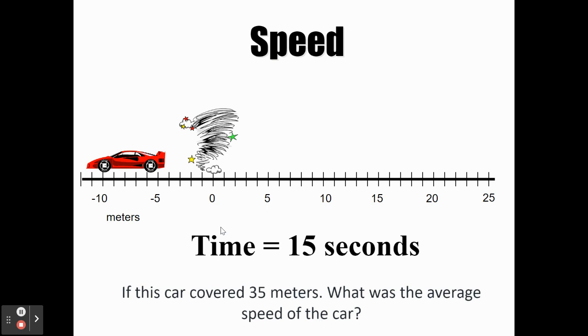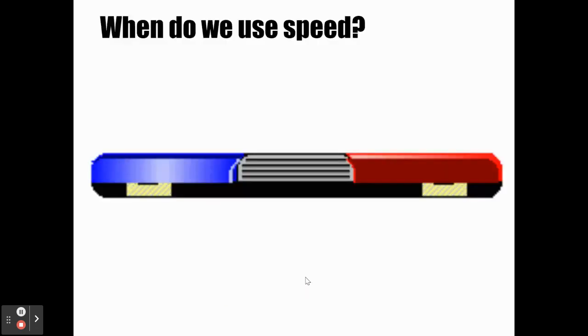All right. So if a car covers or goes 35 meters, what is the average speed of the car? Well, we know the distance, and here's our time. So we are able to figure out that, and you just need to take 35 divided by 15.